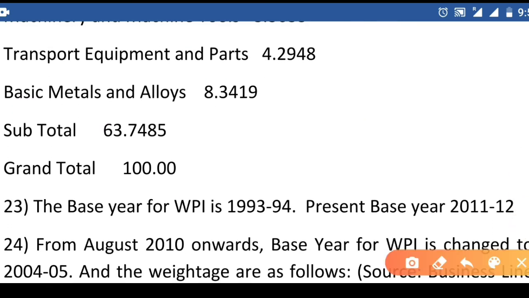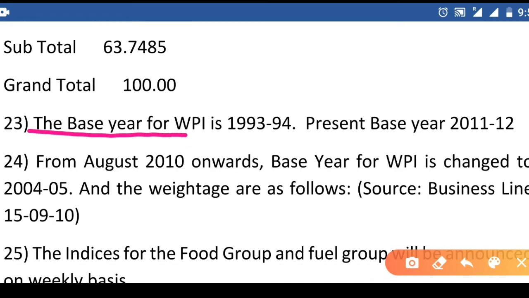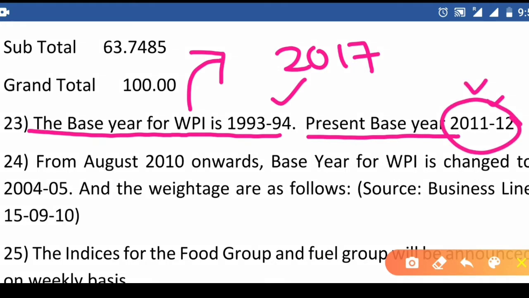Here the grand total of all these items weightage equals 100%. Here, for the wholesale price index, the present base year is 2011-12. Earlier the base year was 1993-94. In 2017 the BJP government changed the base year. The present base year is financial year 2011-12.